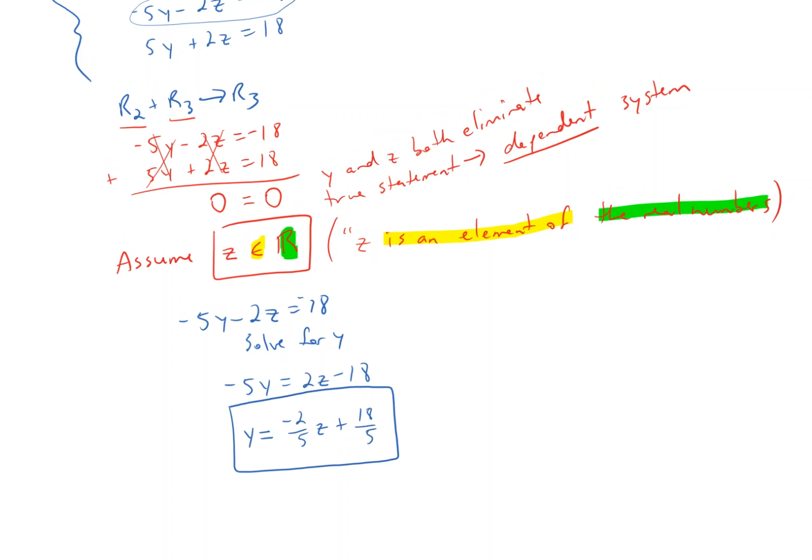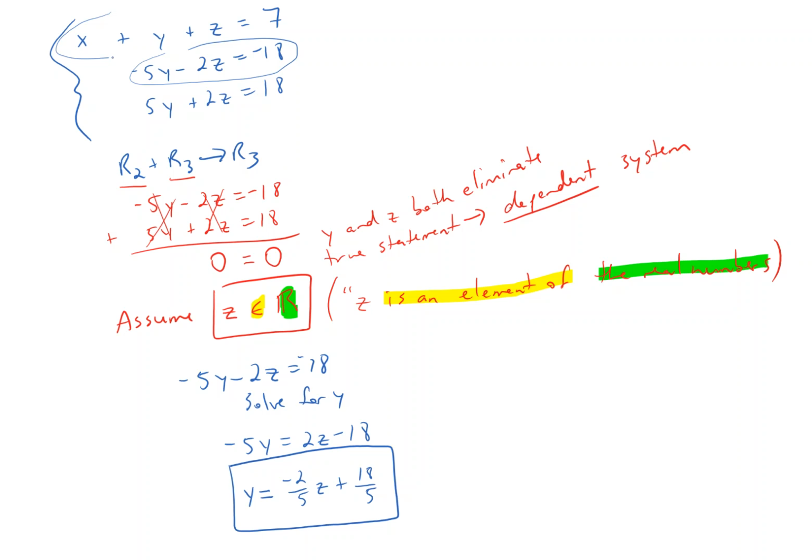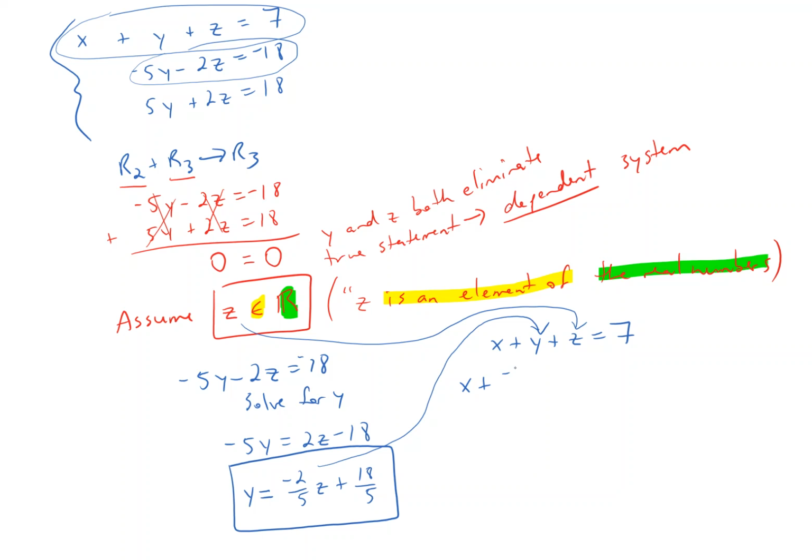Now I need my x. So to get my x, I back up to my first equation, which tells me that x plus y plus z equals 7. But then I can plug in my y value that I have, and my z is just z, so I'm not going to do anything with it. So I've got x plus my y, negative 2/5 z plus 18/5, plus my z equals 7, and I'll solve for x. Okay, so let's go about this. First thing I need to do is combine my z terms.